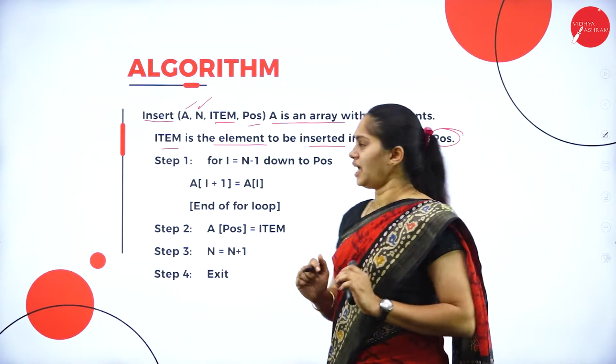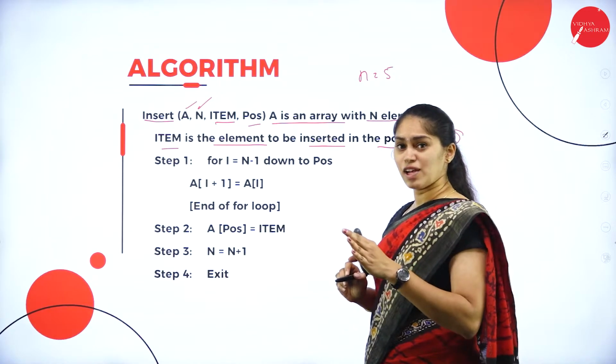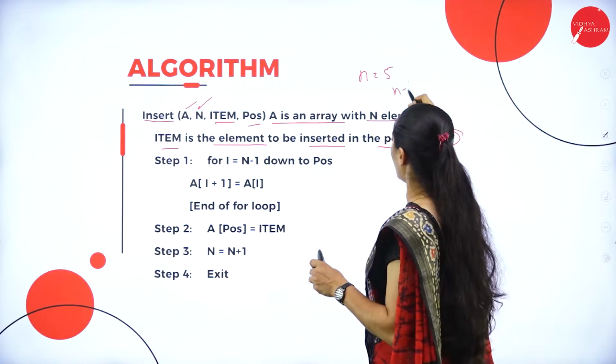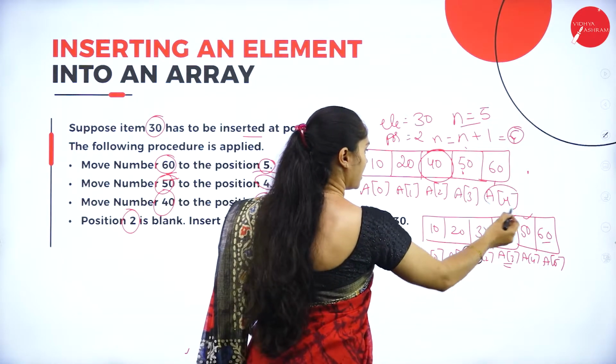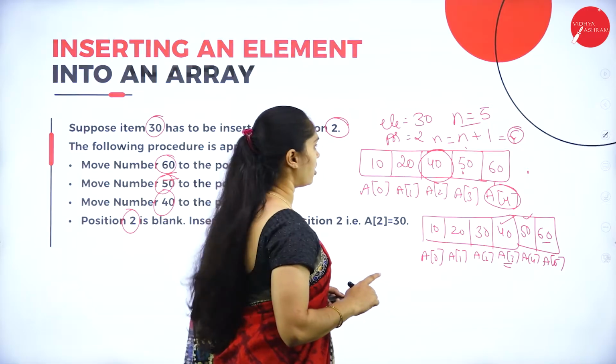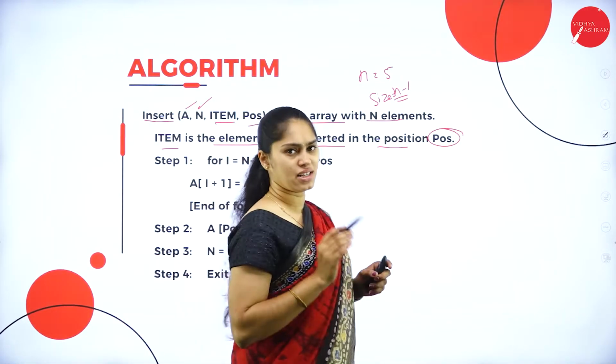For example, if I have 5 elements, if n is 5, then the last index value will be what? N minus 1 always, right? Here you can see that the n value is 5, but the last index value is A of 4. That always specifies n minus 1. So the last index is n minus 1 always.